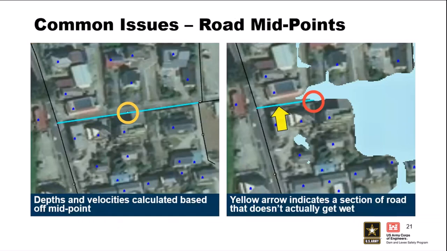Okay, some other common issues, midpoints. So I talked about the hydraulic sampling at roads. It's really important that you understand that hydraulics are only sampled at the midpoint of every road segment. So if you have a really, really long road segment, then you could have an issue where it's saying no depths occurring on that road, even though half of the road's getting flooded. In this case right here, you see half of this road segment is actually seeing water. So in that case, you probably want to split that road segment into two, if that makes sense, right?